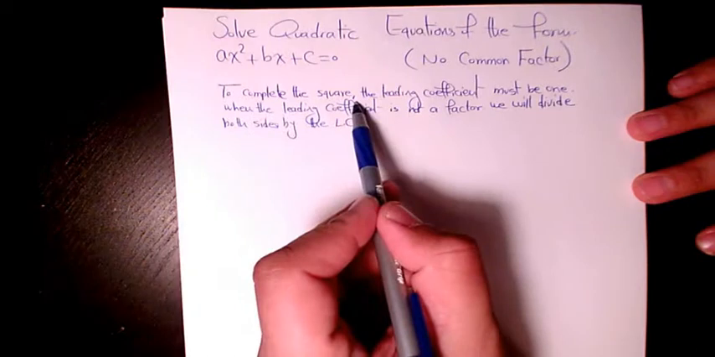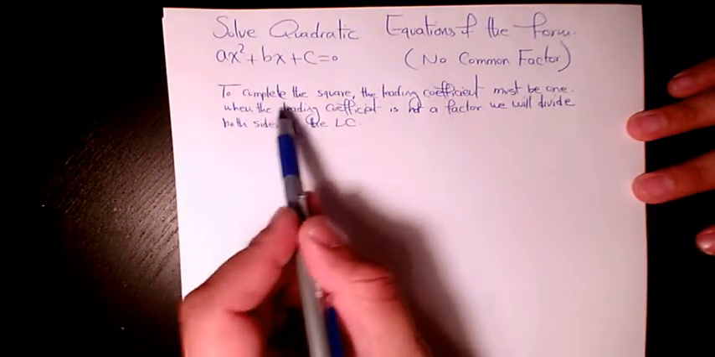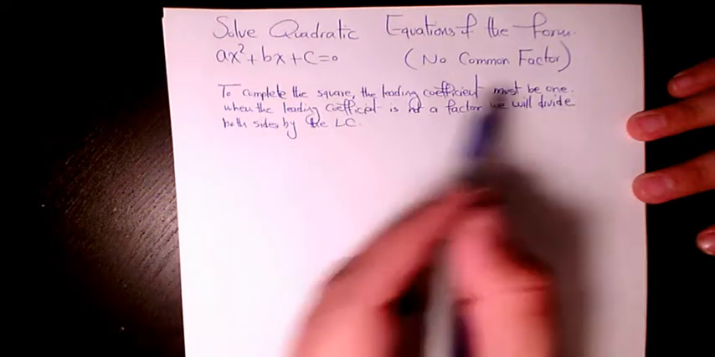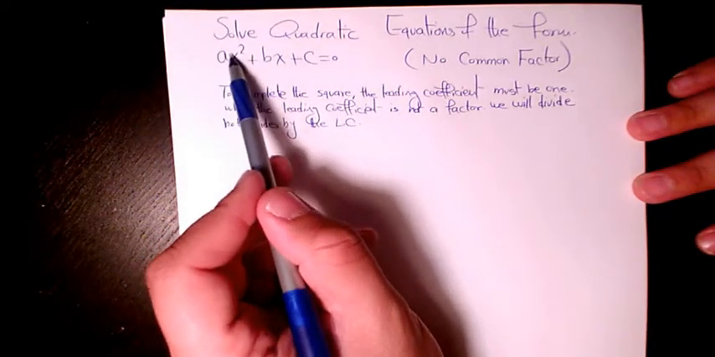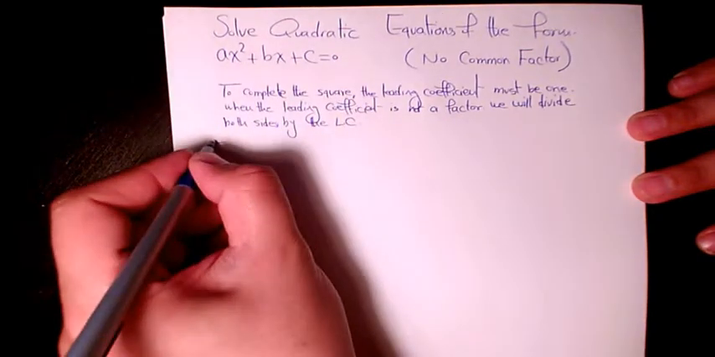To complete the square, the leading coefficient must be 1. So if it's not 1, we need to divide by a. So we divide both sides by a. Let's see some examples.